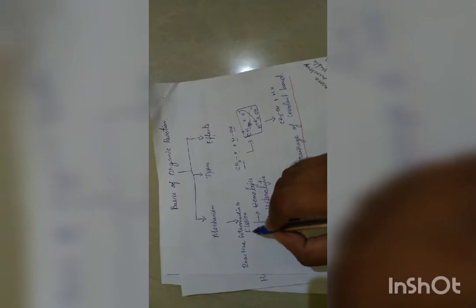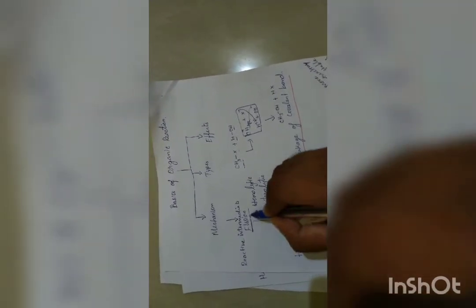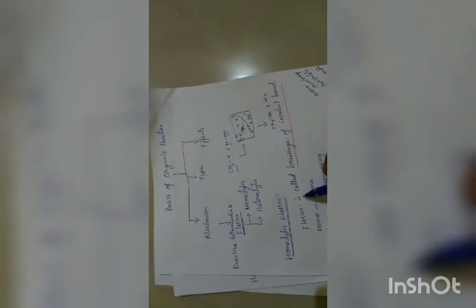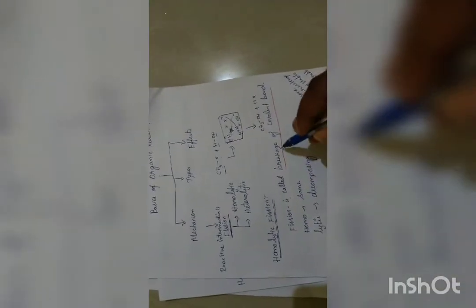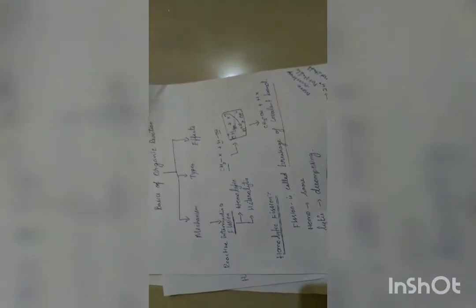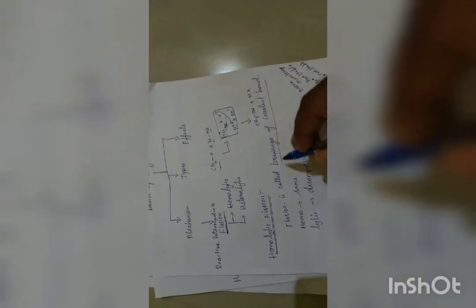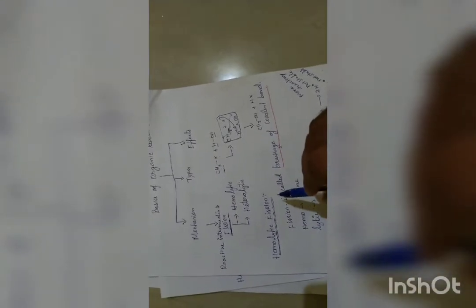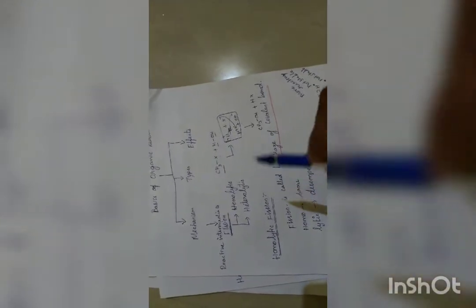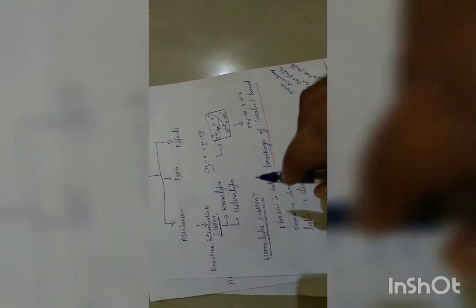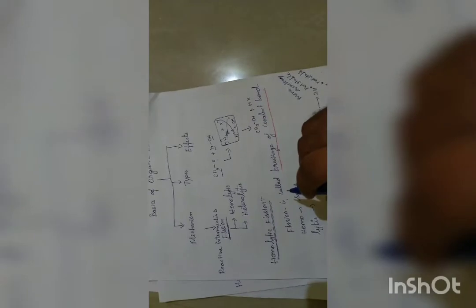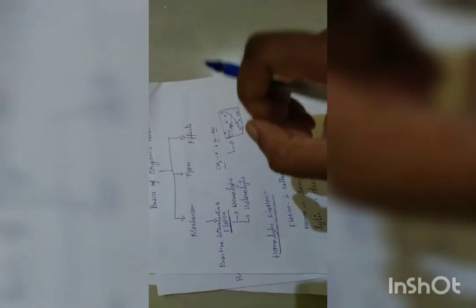For the intermediate, we can talk about fission. What is meant by fission? Fission is the breakage of a covalent bond. Before this topic we should know what a covalent bond is. A covalent bond is the mutual sharing of electrons. All organic compounds contain only covalent bonds.